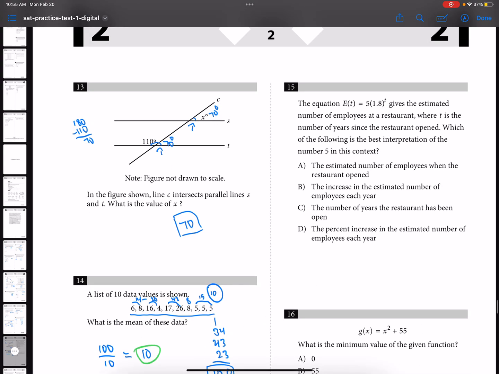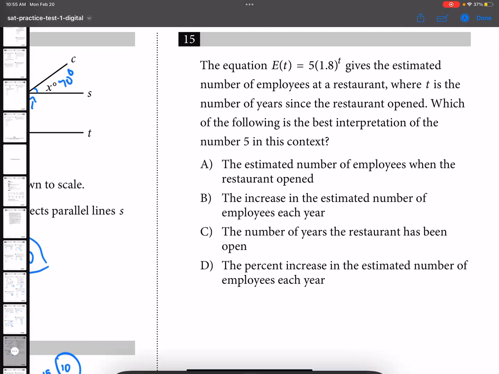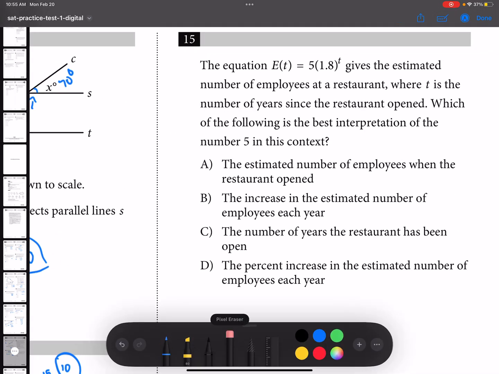All right, number 15. The equation E of t is equal to 5 times 1.8 to the power t. Given this, which of the following is the best interpretation of the number 5 in this context? Let's go through the answer options. The estimated number of employees when the restaurant opened. It does say that t is the number of years since the restaurant opened. So I'm going to take out C, because it says the restaurant open year, which t already represents. We don't have to put that.